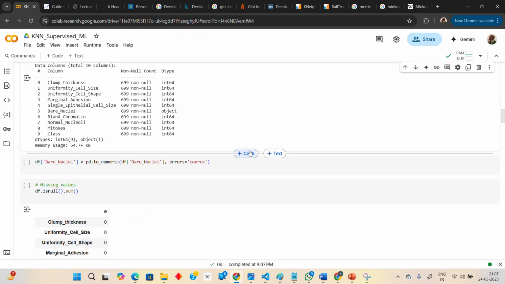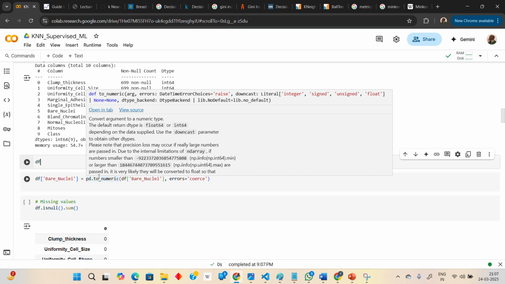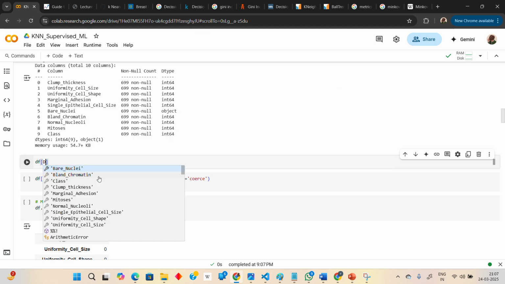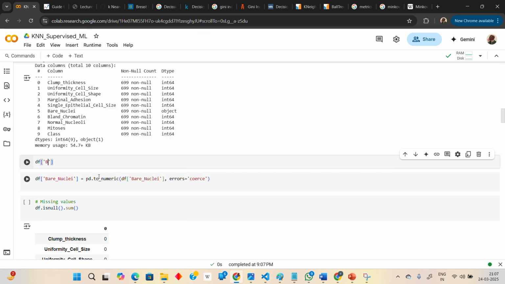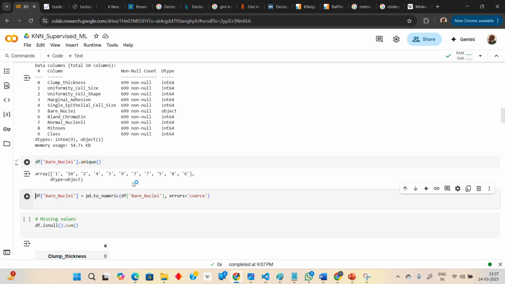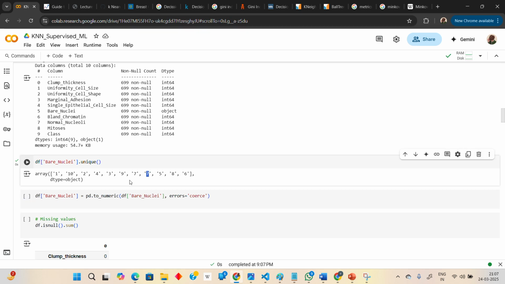Now before that, just check how many rows of values this bare nuclei has. If you are interested in healthcare, you can check out what exactly this is. First of all, you have to identify the unique values or value_counts. I will go for unique. I can identify that yes, there is a question mark.